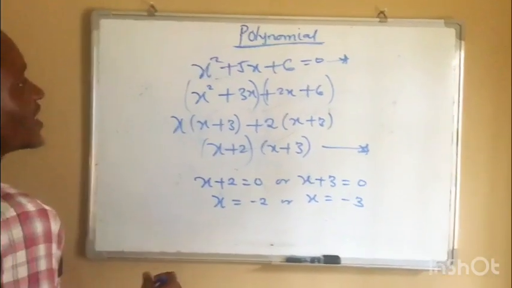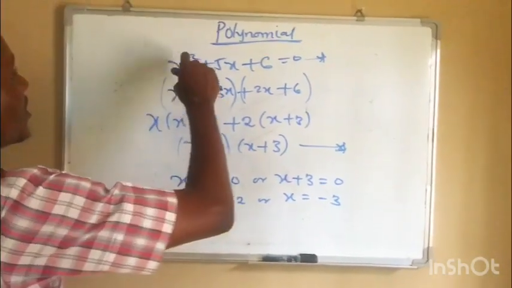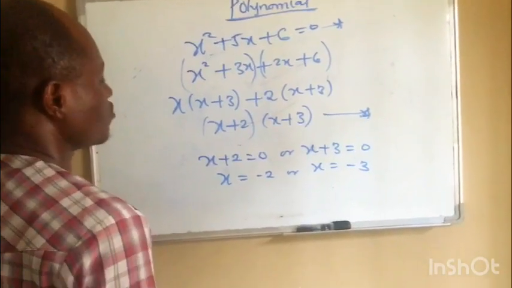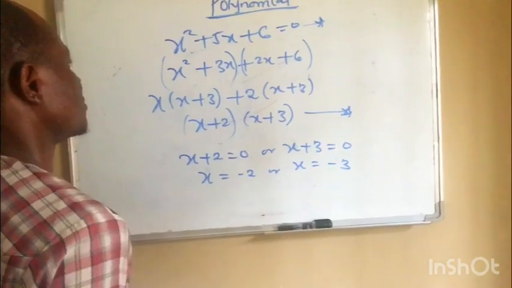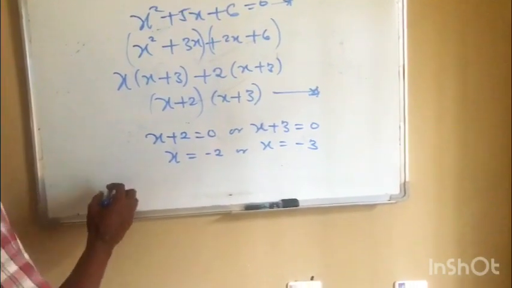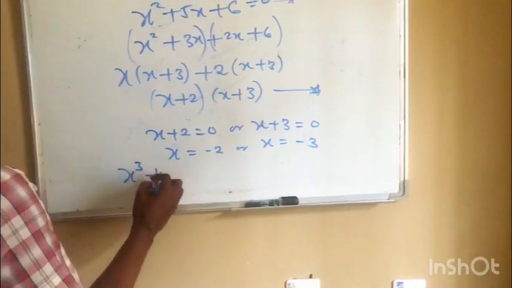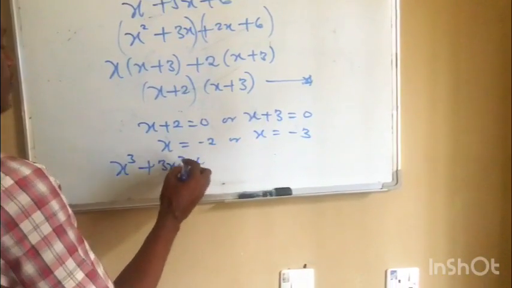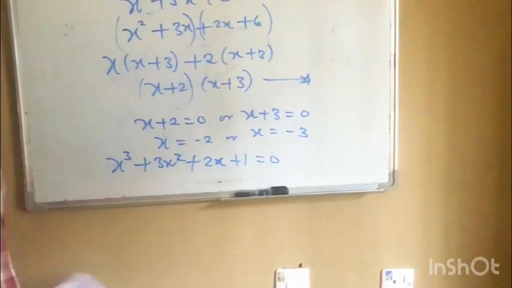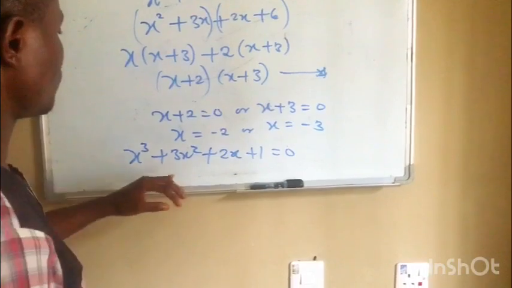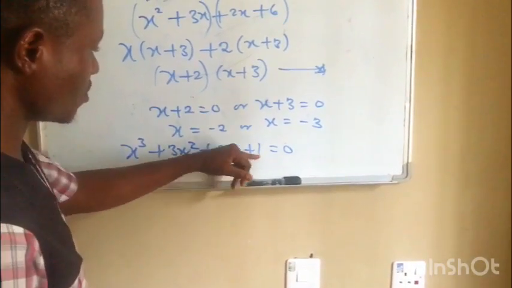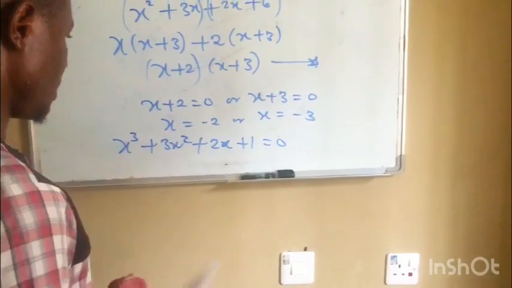That is the idea we use if we have a polynomial whose power is more than 2. If you are given a polynomial that maybe has x cubed or x raised to the power 4, let me say we have something like x cubed plus 3x squared plus 2x plus 1 equals 0. How we factorize this is, we need to find a number, either positive or negative, that when we substitute it into this equation, will give us 0.